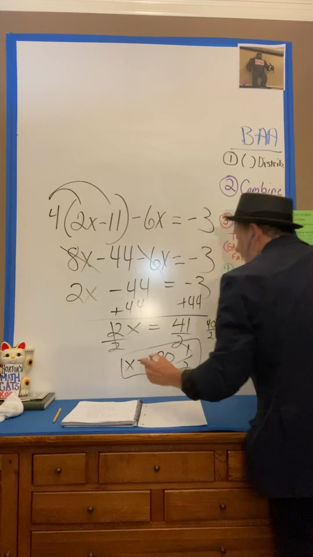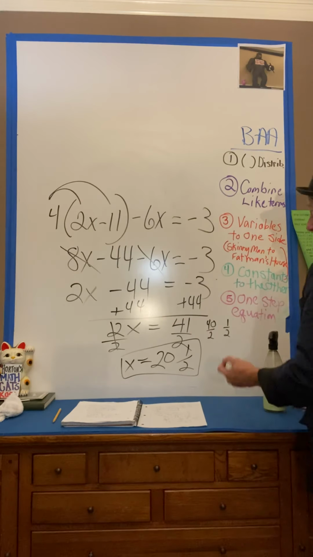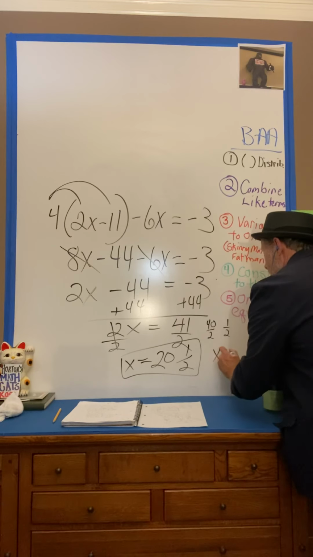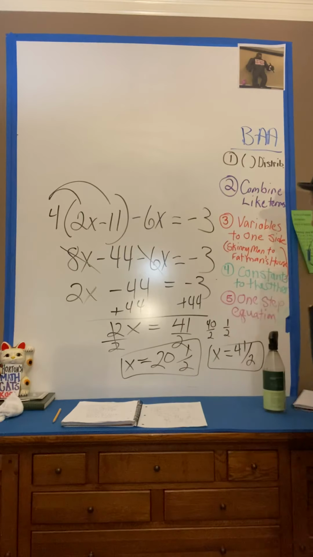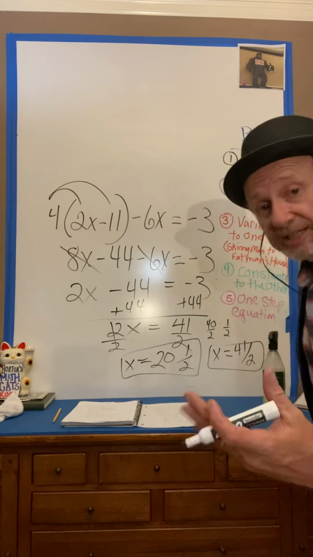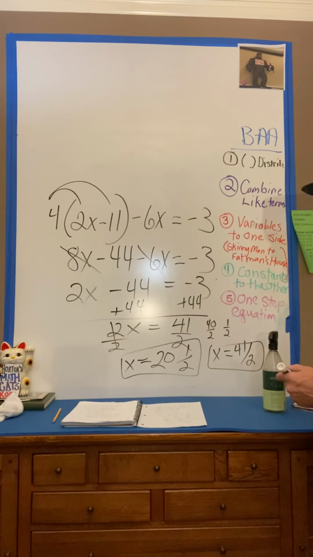That would be one answer. You could also, if you needed to, sometimes it's best to just leave it as an improper fraction. So x equals 41 over 2. Usually your directions will tell you which answer they want.